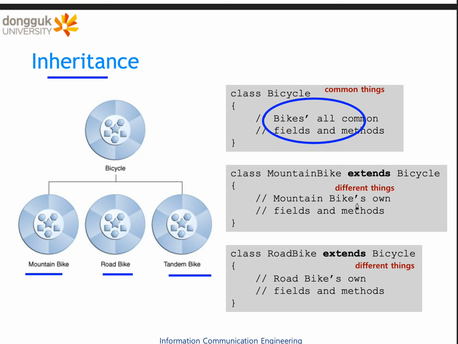Okay, so to maintain this kind of thing, we are using inheritance. In inheritance, if we are building a system in an object-oriented system, naturally we may have classes that share some common characteristics, like a mountain bike, road bike, tandem bike, this bike system.